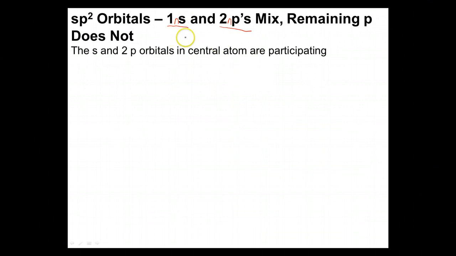So we've got a total of 3 orbitals. That means we're going to mix 3 orbitals in the blender, pour them back out. We should get a total of 3 of these sp2 hybrids.